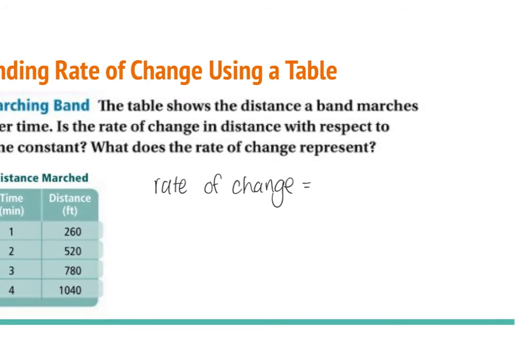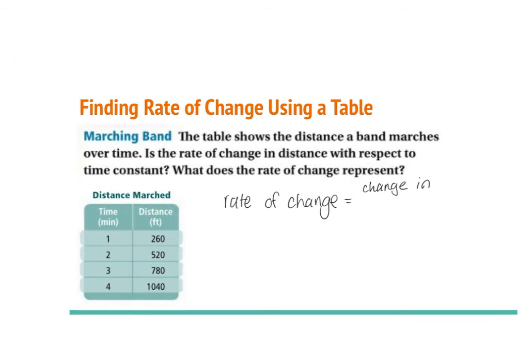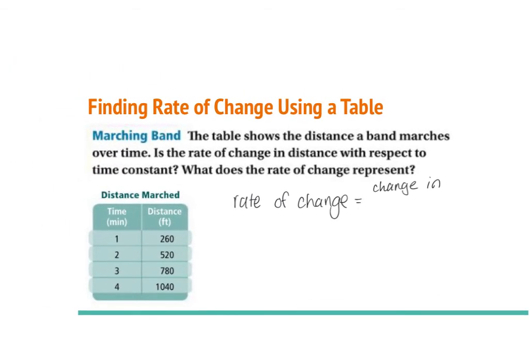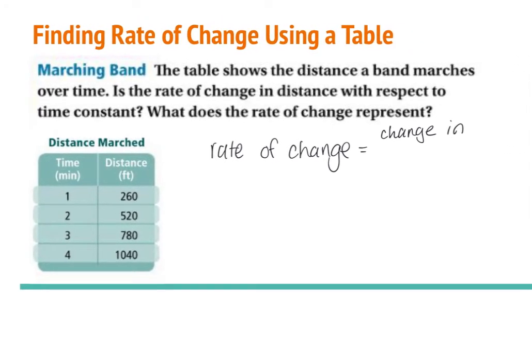equals change in our dependent variable. What do you guys think? Do you think distance is the dependent variable or time is the dependent variable? Which one depends on the other? Roy. Distance is our dependent variable, because the distance that they march depends on what time it is, right? How long they've been marching for. So this is our dependent, and then this is our independent.